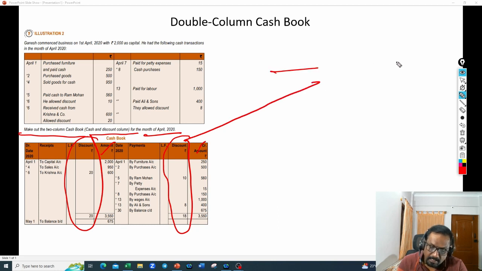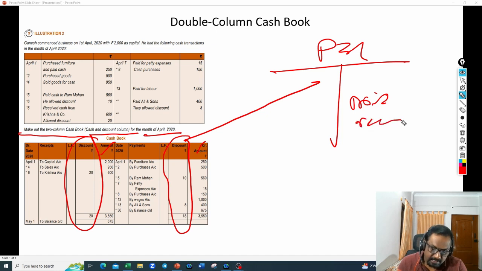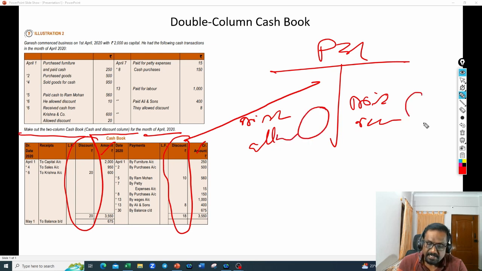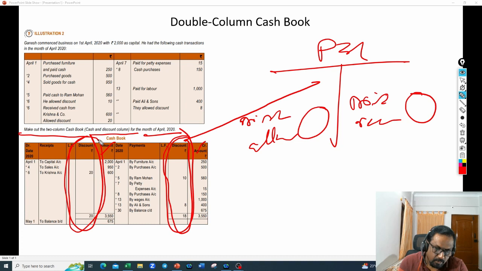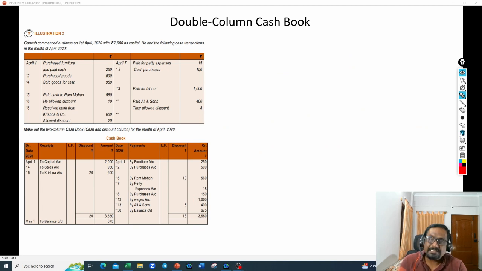Discount received will go to the P&L credit side. Discount allowed will go to the debit side of the P&L. That is the reason you don't require to balance the discount account. You just prepare the discount received account separately, the discount allowed account separately, and show these amounts. Received is an income, credit side of P&L, and discount allowed is an expenditure, shown in the debit side. That is why we don't balance the discount account.